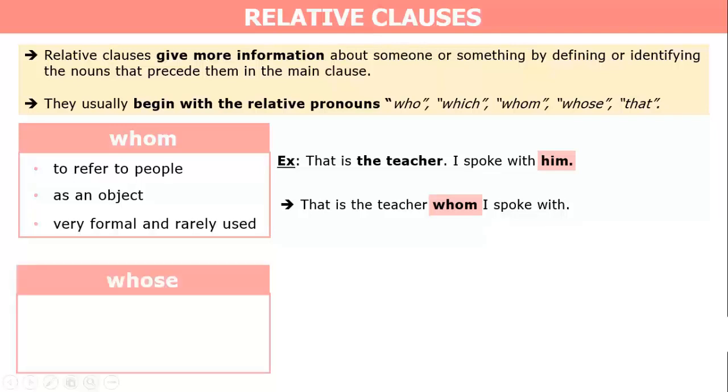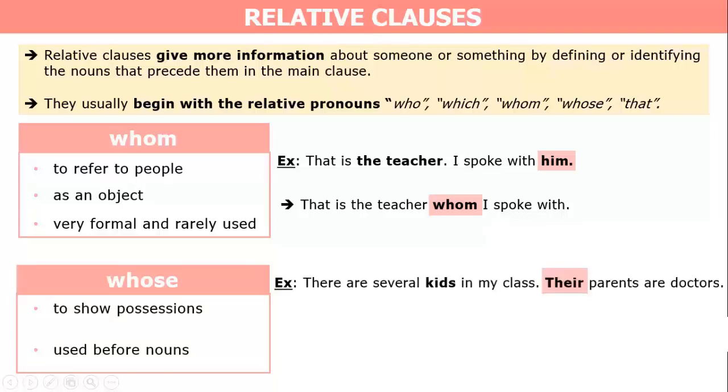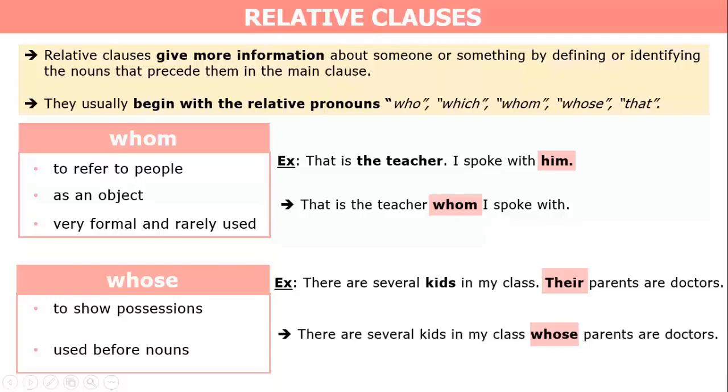The next one, we use whose to show possession, and whose is placed before nouns. For example, there in the second sentence refers to cakes in the first one. So, we will use the relative pronoun whose. Whose plus parents has taken the place of Kik's parents in the modifying clause. There are several Kiks in my class whose parents are doctors. 2 minutes for you to copy down.